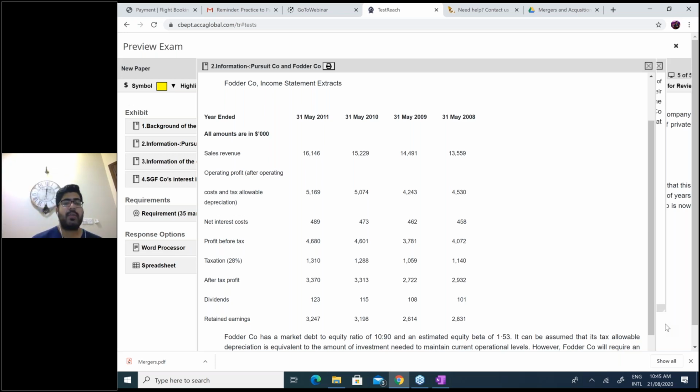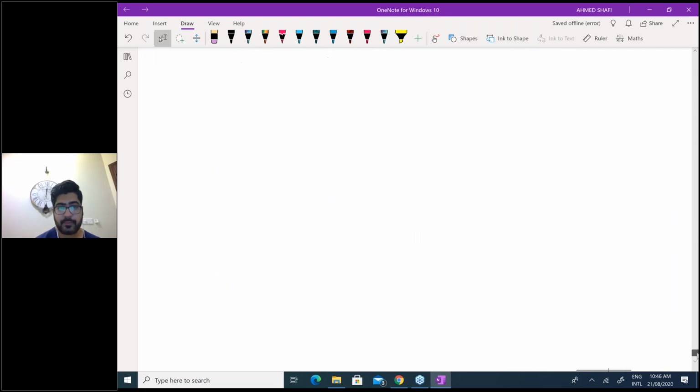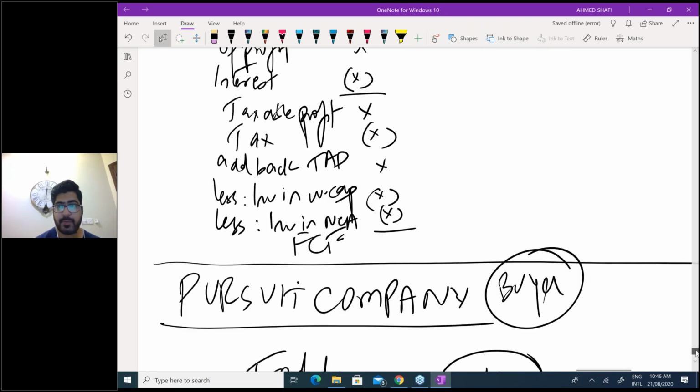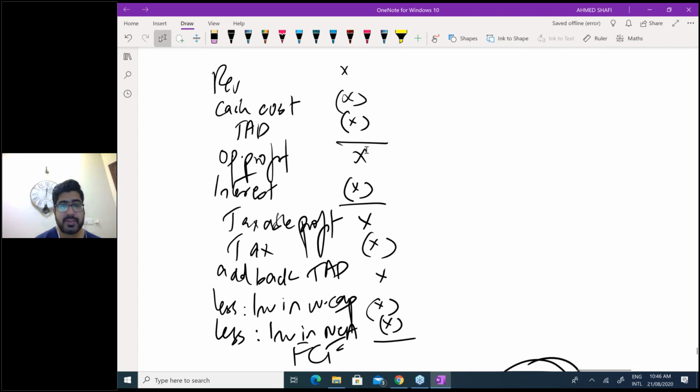Now, after revenue, you're given with operating profit. 4530, 4243, 5074, 5169. Now note this thing. What's written with operating profit? Operating profit, and after that in bracket is mentioned after operating costs and TAD. I told you this thing before. Look at this format that I just told you. Operating profit comes after deducting cash costs and TAD.